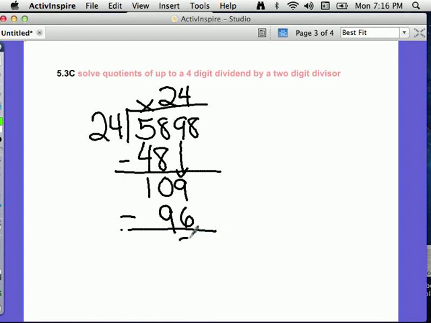9 minus 6 is 3. And 10 minus 9 is 1. Okay, I'm starting to see a little trend here. Miss Holland, is there some kind of way where I can remember what to do and when to do it? Because this is getting kind of confusing to me.